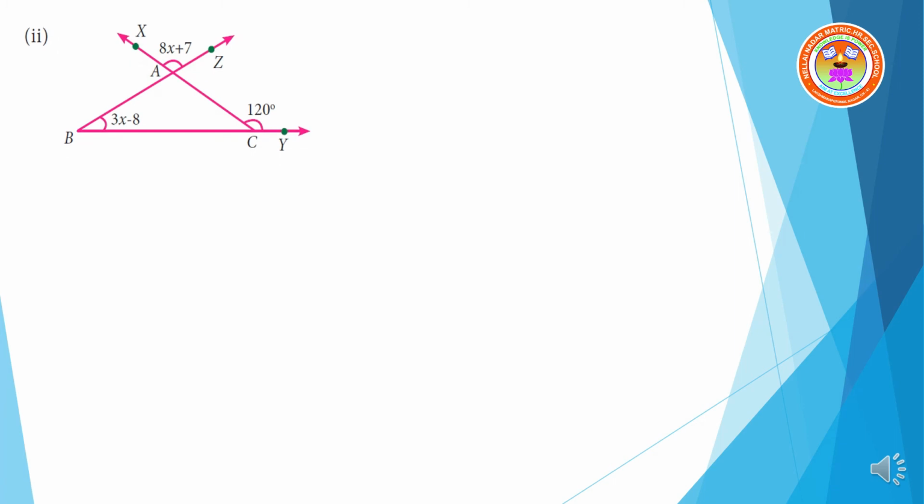12th sum, second subdivision. So, the diagram is given. Let us move to the solution. In triangle ABC, given angle B is equal to 3x minus 8 degrees. Now, when I look at the diagram, we find that angle XAZ, which is 8x plus 7, will be equal to angle BAC because both are vertically opposite angles.